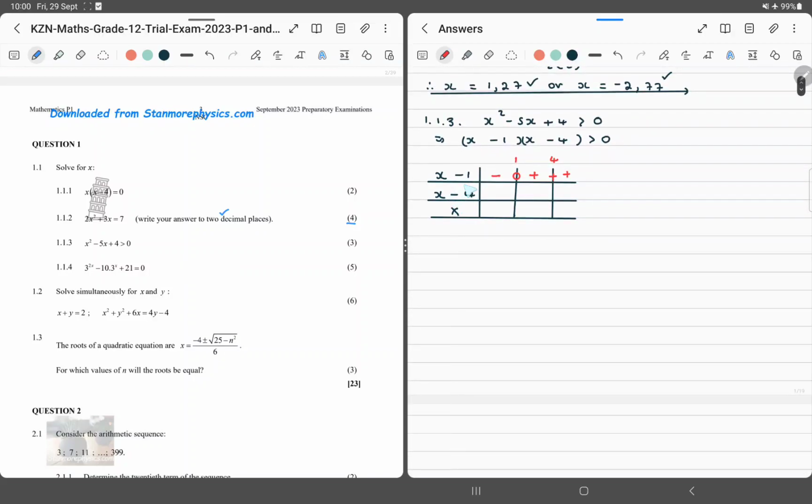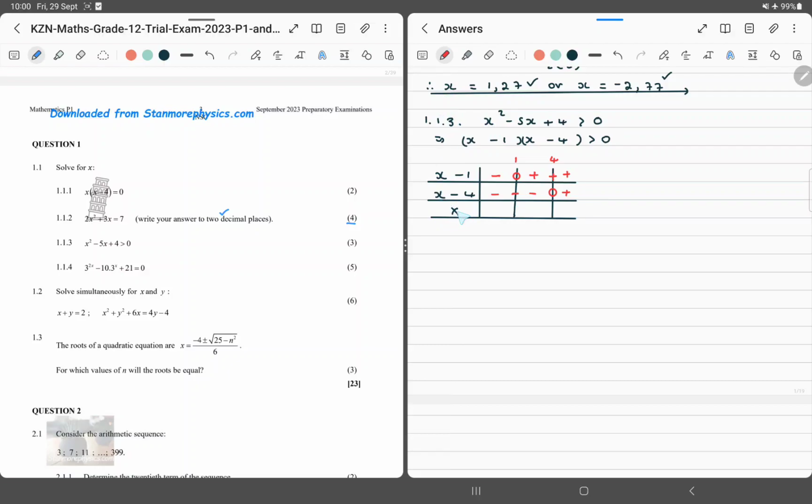And then we come to the next binomial factor. Let me say, when will x minus 4 be equal to 0? It's when x is 4. Okay. What happens when you put a value greater than 4? It becomes positive. What happens when you put a value between 1 and 4? It becomes negative. Obviously, this is a number line, so we expect this much.